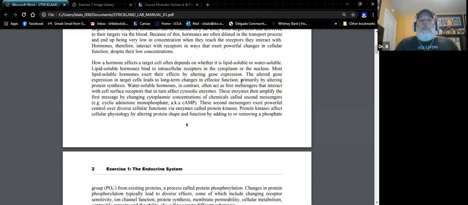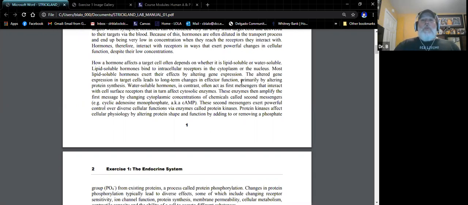Well, that means that a water soluble hormone is going to basically affect things on the outside of the cell. But a lipid soluble hormone can do what? A lipid soluble hormone can pass through the cell. Why? Because it can dissolve in lipids. So if I have a lipid membrane and a lipid soluble hormone comes up to the lipid membrane, guess what the lipid soluble hormone can do? It can just pass right through the membrane.